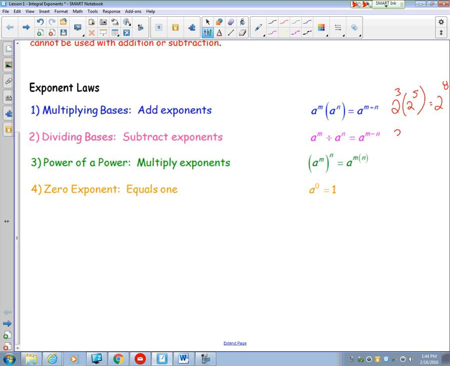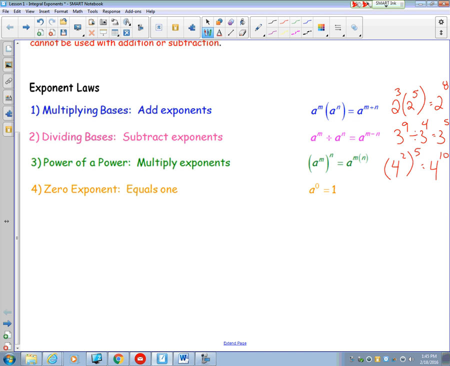I add my exponents. Okay, the opposite, if I divide my bases, I subtract my exponents. So if I had 3 to the 9 divided by 3 to the 4, I'd end up with 3 to the 5. Okay. A power of a power, I'm going to multiply my exponents. That would be something like a to the m to the n. Or numerically, 4 to the 2 to the power of 5, let's say. I'd end up with 4 to the power of 10.